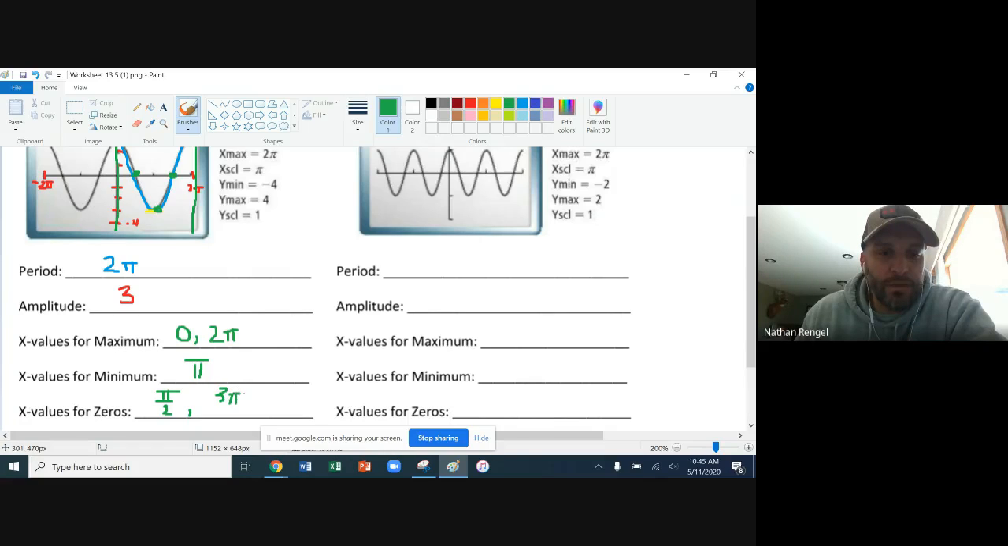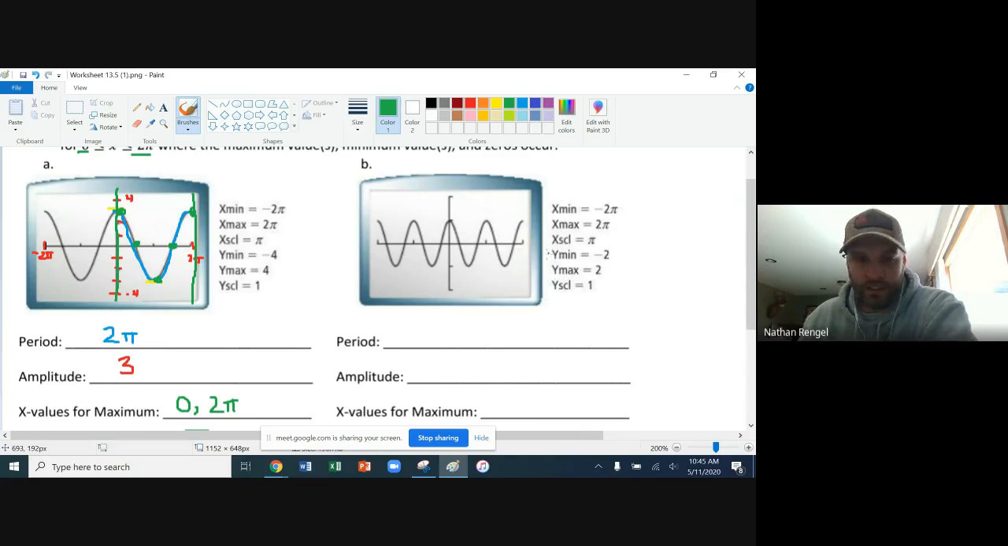Now, all of these just relate back to the unit circle. So these are all your values from the unit circle. So at 0, that's a maximum. That's where the cosine is equal to 1. 2 pi, that's a maximum. Minimum, pi, that's where you're way on the left side of your unit circle. That's where x is the smallest. And then your x values for the zeros are pi over 2 and 3 pi over 2.